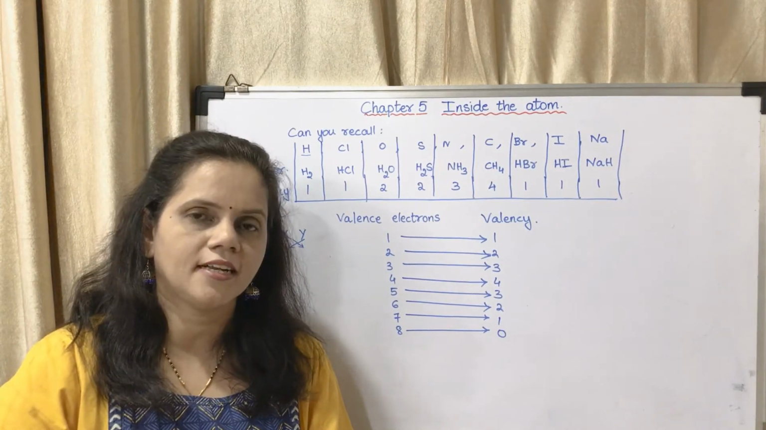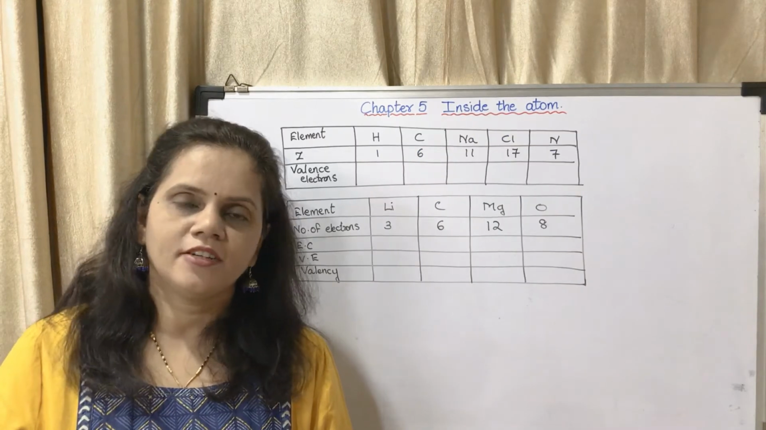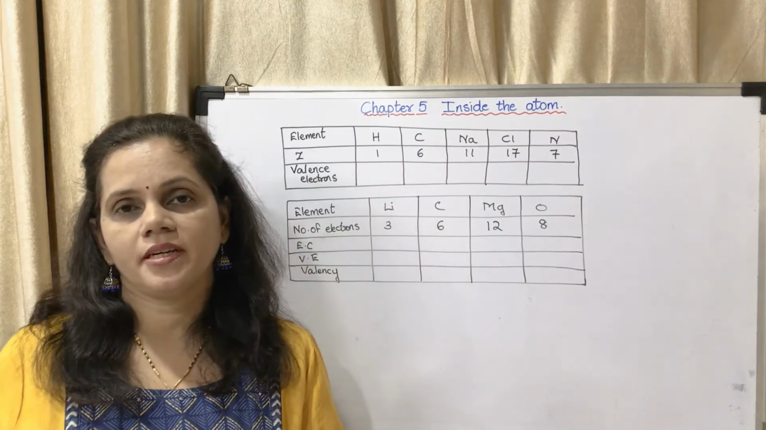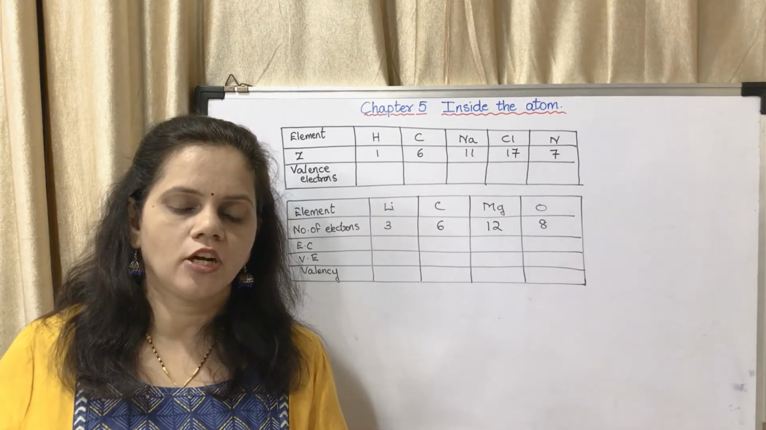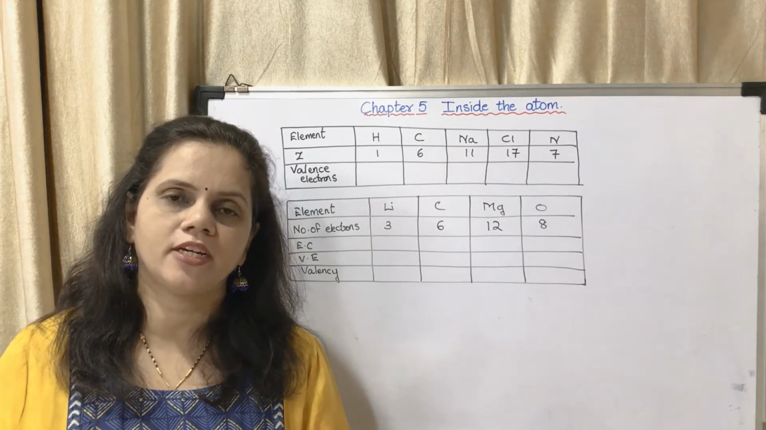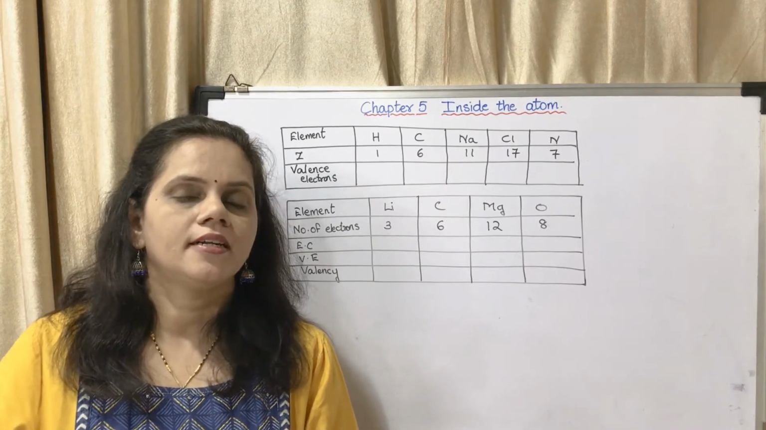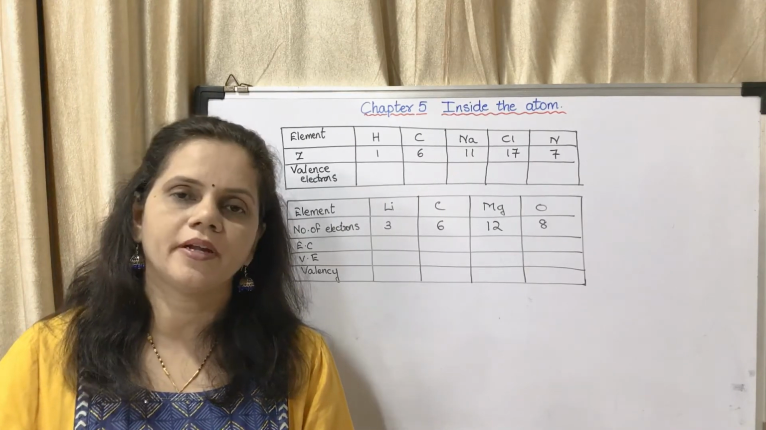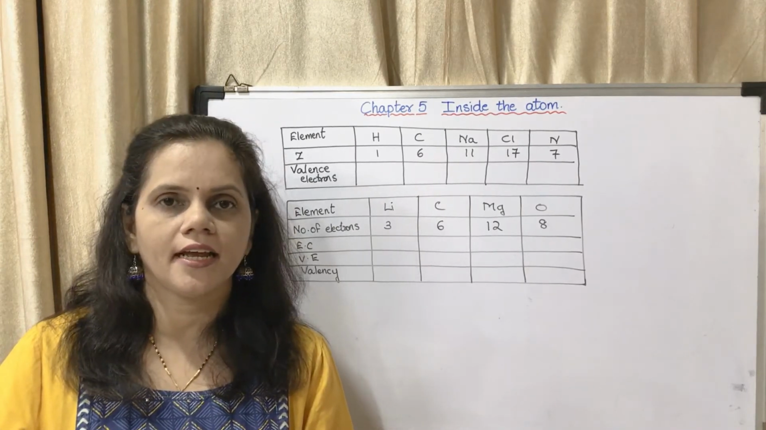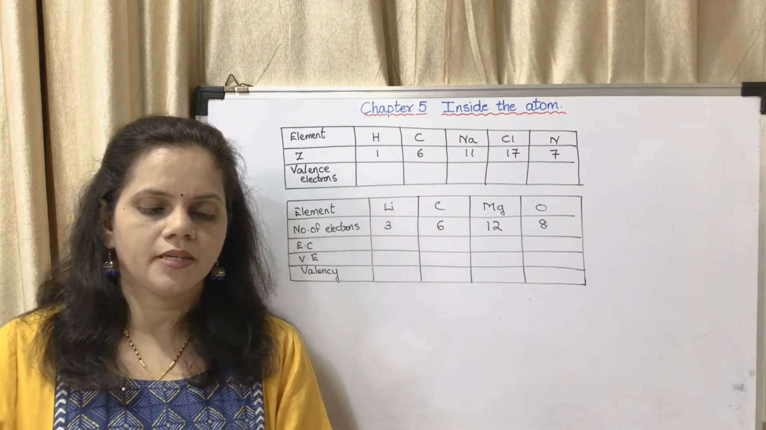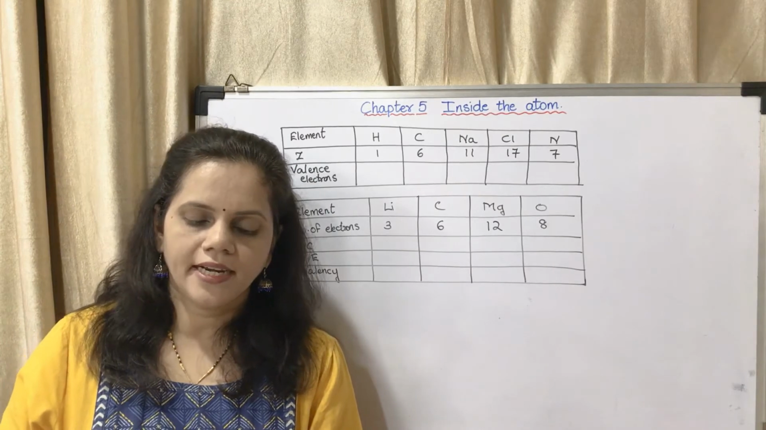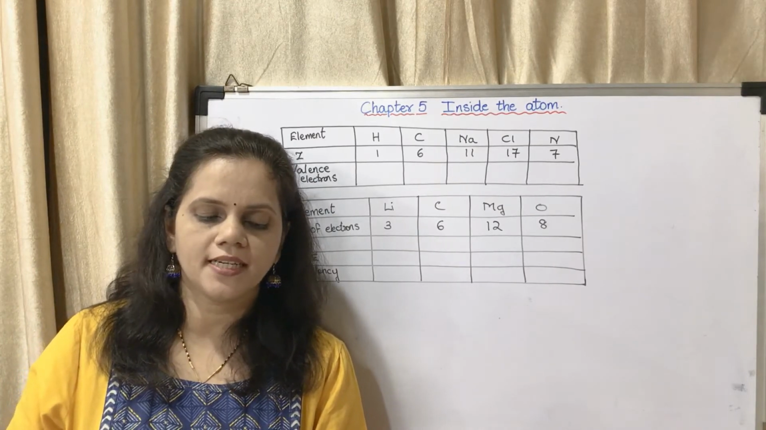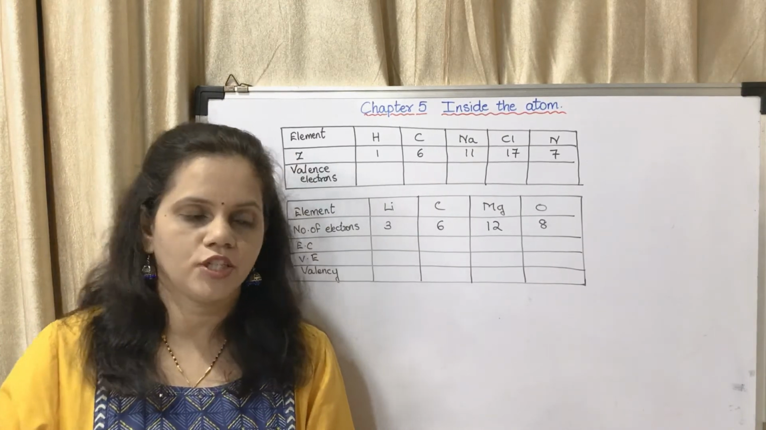Now we will see the next clip. Now the use your brain power questions on page number 36. What is meant by atomic number of an element? It is the number of protons or number of electrons in an atom. Atomic numbers, that is Z, of some elements are given here. Write down the number of electrons present in the outermost shell of each of them.